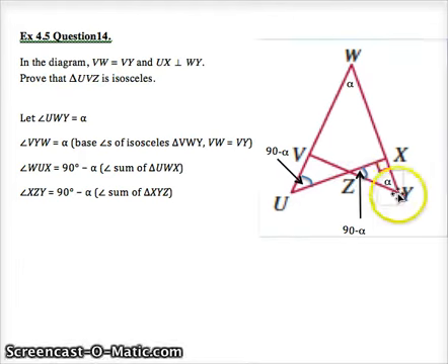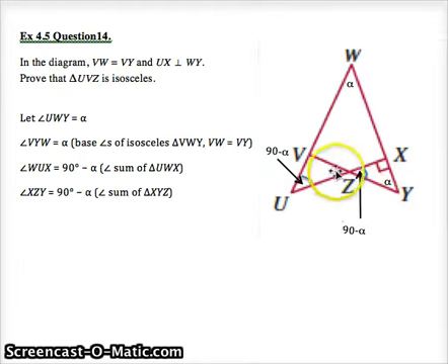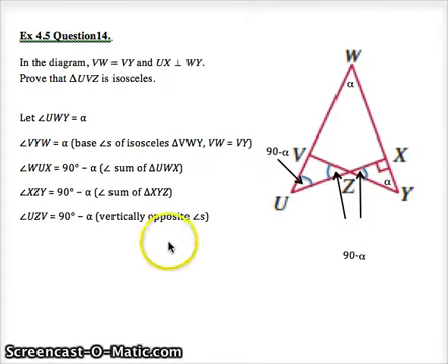So we can see we've got two lines crossing here, so we can see that this angle in here, angle VZU, would also be 90 minus alpha by vertically opposite angles. So I'll just mark that in on the diagram, that this angle in here as well would also be 90 minus alpha, and we'll just write that up as well. So angle UZV equals 90 minus alpha as well, because we have vertically opposite angles.